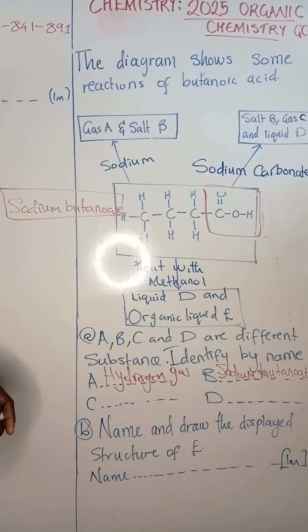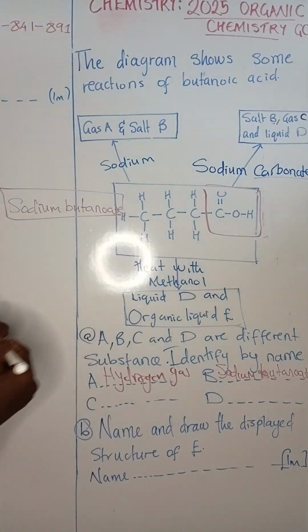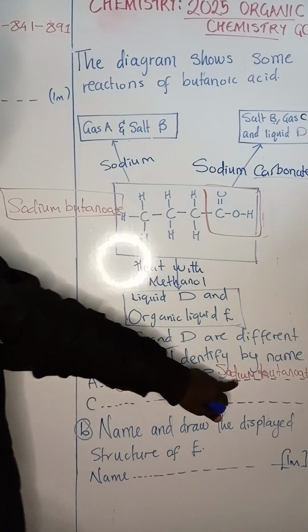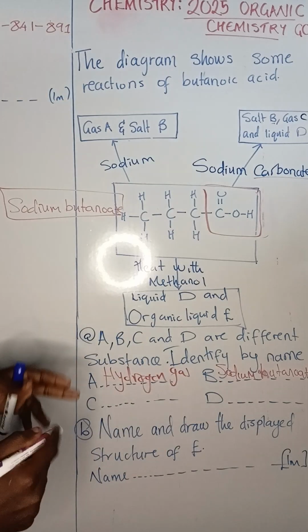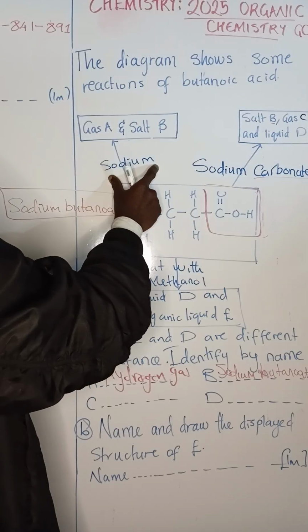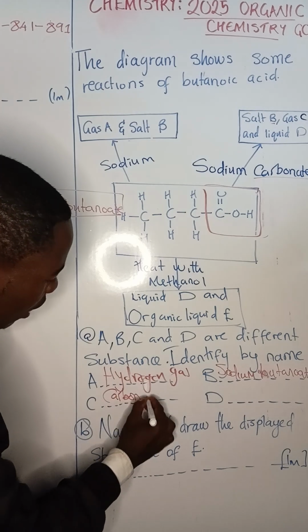Then the gas that is produced, I mean the gas that is produced is carbon dioxide. Every time a carbonate reacts with an acid, it produces carbon dioxide, water, and also a salt. The same salt which is produced, B, which is sodium butanoate, no problem. Then the gas is not the same as gas A. Gas A is hydrogen because that was just a metal. So if it's a carbonate, it is carbon dioxide.